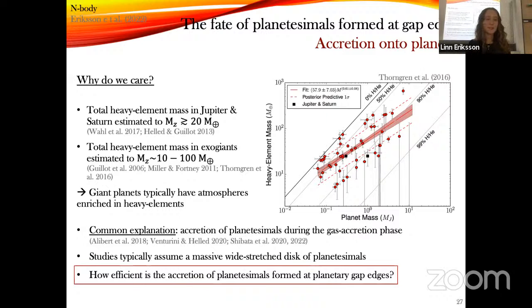And there are many studies of this process, some from this group, for example. And typically a lot of them assume that you have a massive wide-stretched disk of planetesimals. So you basically have planetesimals forming everywhere.